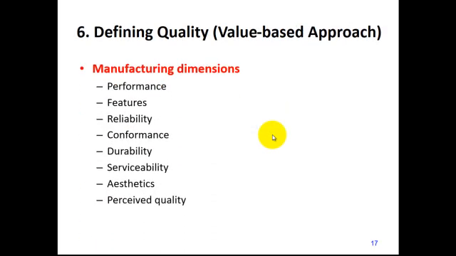Value based approach. So there are different dimensions. First are the manufacturing dimensions. So they are considering quality on the basis of performance, features, like the mobile smartphones, if having more features, that is good. Reliability, conformance, durable, serviceable, aesthetics, style, beautification, and perceived quality. So these are different dimensions of quality in manufacturing.